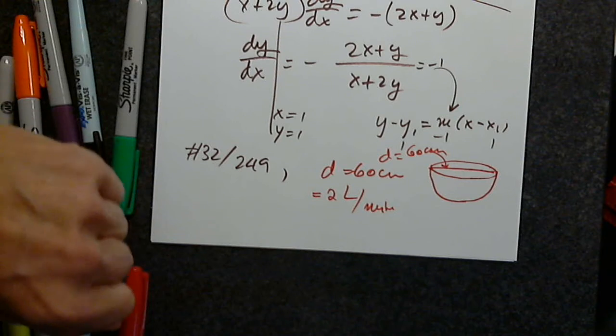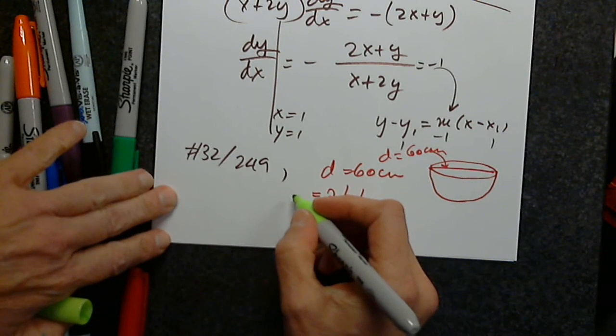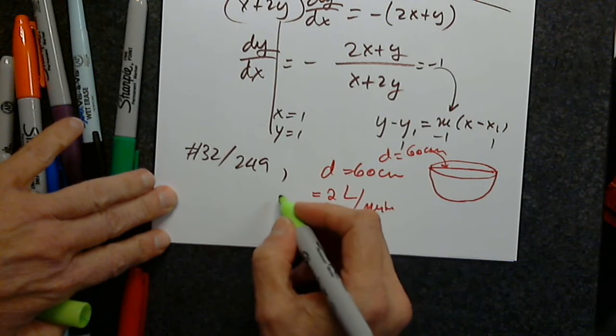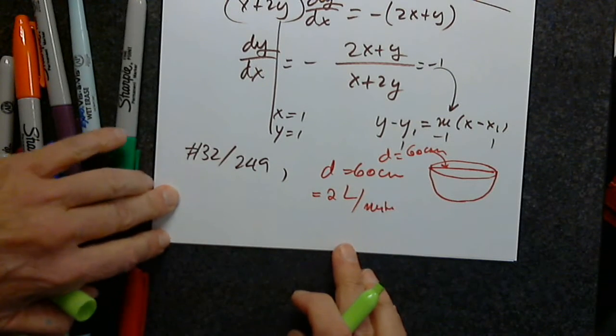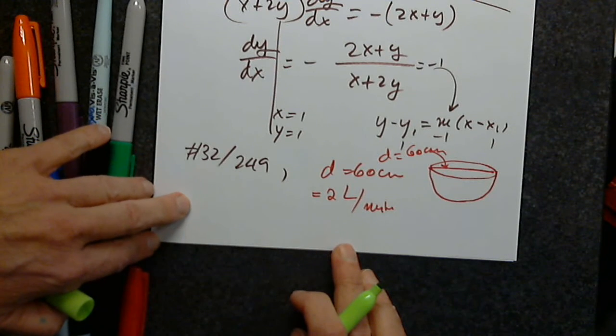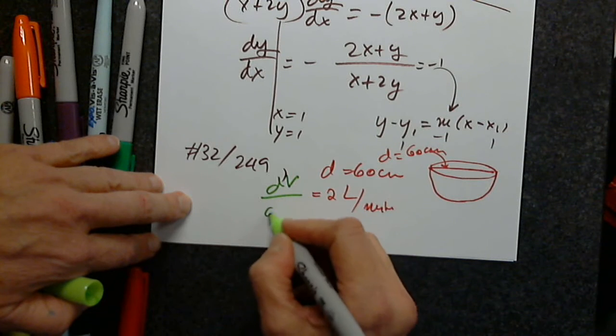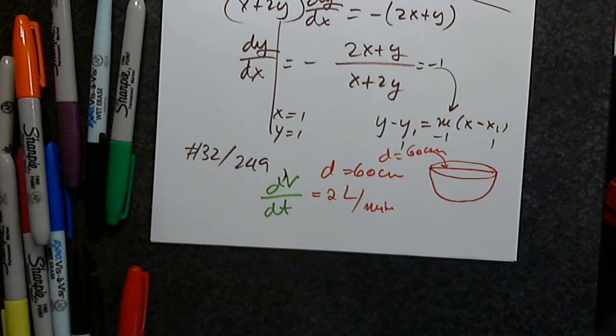What does 2 liters per minute represent? Well, what is measured in liters? What do we measure in liters? Volume. Right? So if it's centimeters cubed or feet cubed, cubic feet or meters cubed, whatever, it must be volume, or liters.